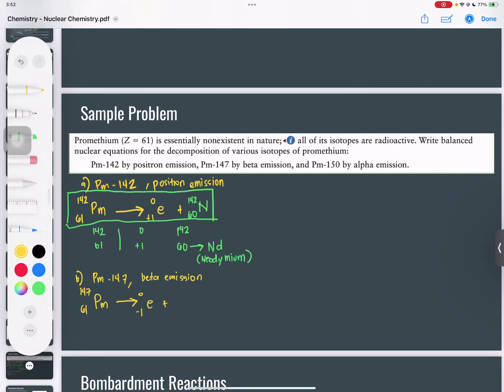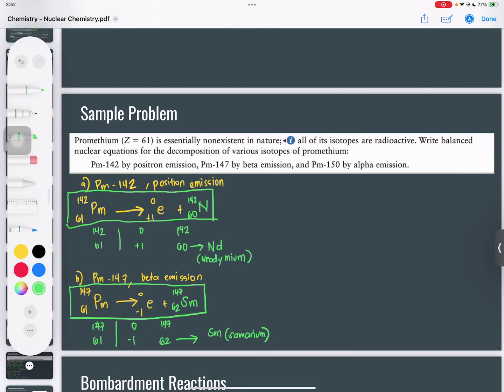To predict the daughter particle, let's balance. So it should also be equal to 147 and 61 on the other side. We have 0 and -1. So to make this 147, the daughter particle should have 147. To make that 61, the daughter particle should have 62. And checking the periodic table, it is samarium or Sm. So the daughter particle is samarium-147. This is your answer.